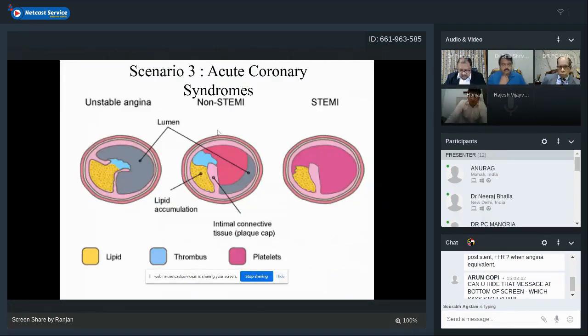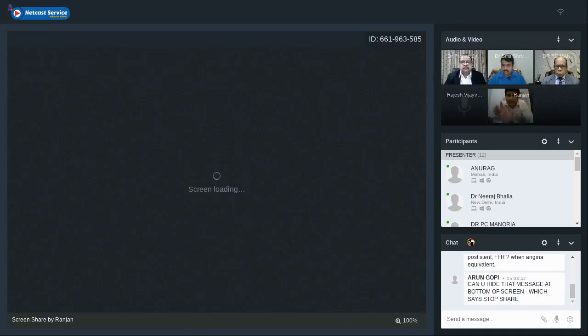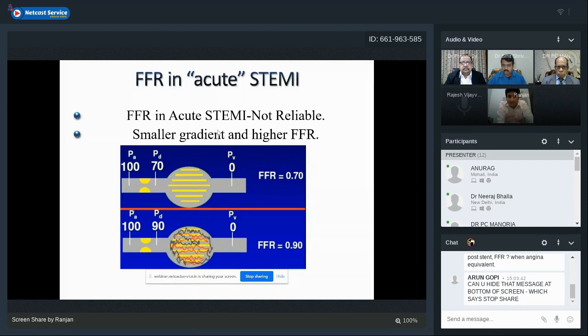Now, other important is acute coronary syndrome. What do we do with FFR? Because that's one area where sometimes we have 60-70% blocks. Acute STEMI, first 5 days, FFR is of no value. When I say no value, if it is negative, it is of no value. If it is positive, even in those first 5 days, it is important and it needs to be stented. So negative FFR in first 5 days is of no value in acute STEMI. Positive does have a value.